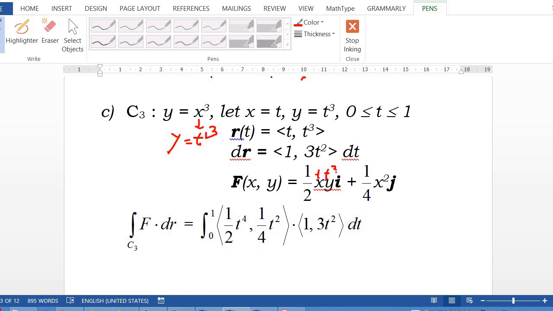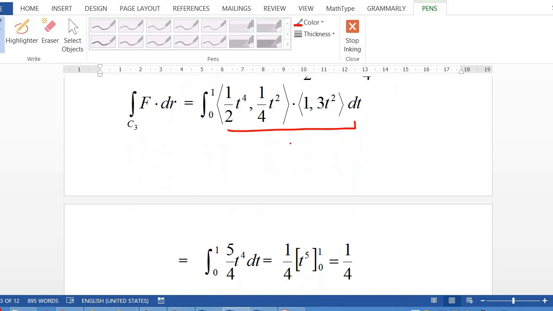So x is t, y is t cubed. Component i for F is half t to the power 4. Component j, x is t, so 1 fourth t squared, dotted with the dr here: 1 i plus 3t squared j, dt. Evaluate the dot product: 1 half t to the power 4 times 1, plus component j times j, 3 fourth t to the power 4. So the total is 5 fourth t to the power 4 dt from 0 to 1. Evaluate to get 1 fourth.